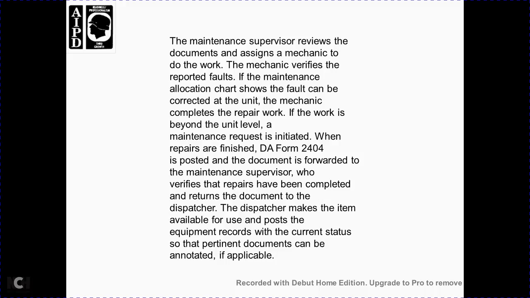The DA Form 2404 is posted and the document forwarded to the maintenance supervisor, who verifies that the repairs are complete and returns the document to the dispatcher. The dispatcher makes the item available for use and posts the equipment record for the current staff. The pertinent documents can be noted if applicable. The unit maintenance prepares a workflow.